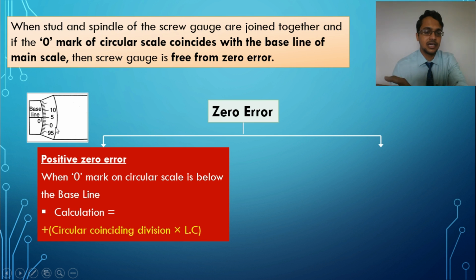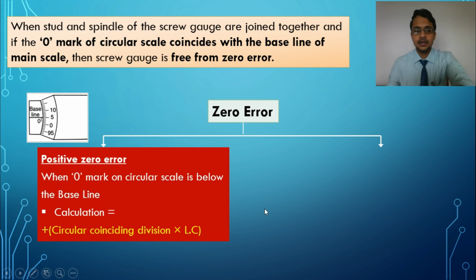It may be 2, it may be 3, it may be 5, it may be 6, whatever. But we take that reading, which marking on the circular scale is coinciding with the baseline. Then we will multiply that number by its least count. Least count means 0.001 centimeter. Then we will get the positive zero error value. So first you will put the positive sign, then circular coinciding division into least count. You will get the value of positive zero error in your instrument.